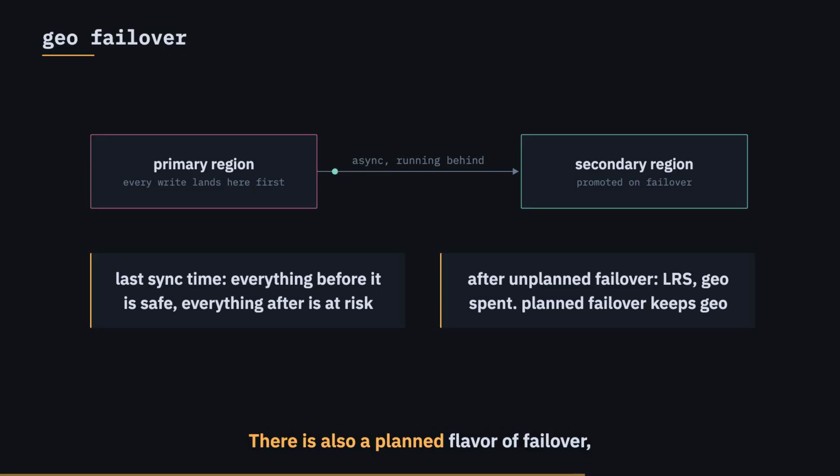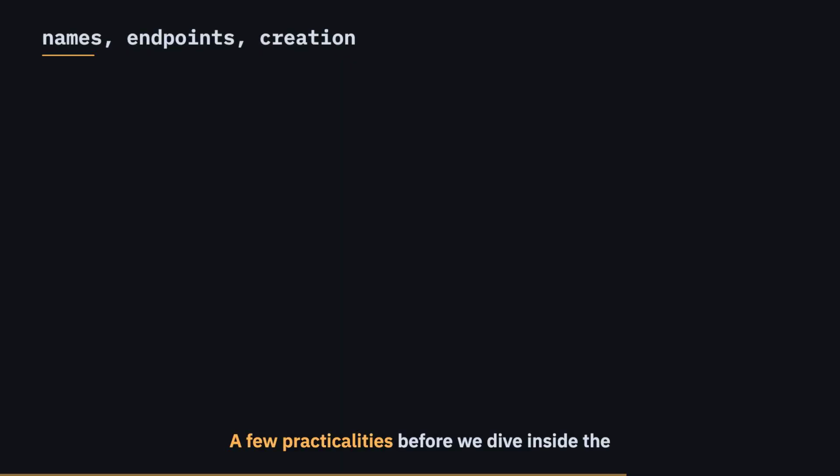There is also a planned flavor of failover, run while both regions are healthy, for drills or region moves. It keeps your geo-redundancy because the regions can synchronize fully before swapping roles. But the unplanned kind is a break-glass move, not a routine one. A few practicalities before we dive inside the account.